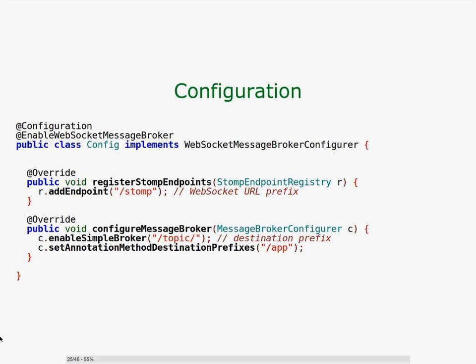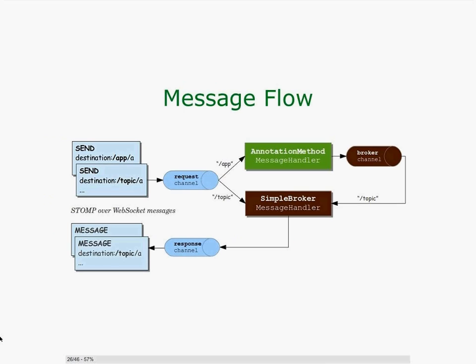Also, we're going to configure the prefix for annotated methods. So destinations that begin with /app are going to be delegated to annotated methods. And that prefix is going to be removed before the message is matched to annotated methods.